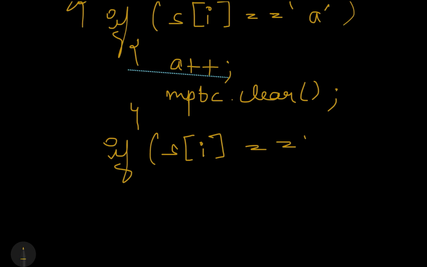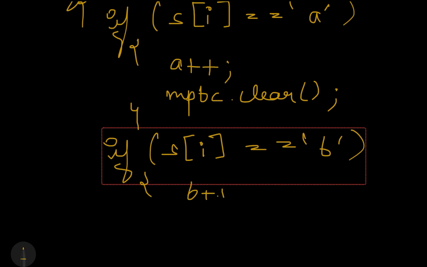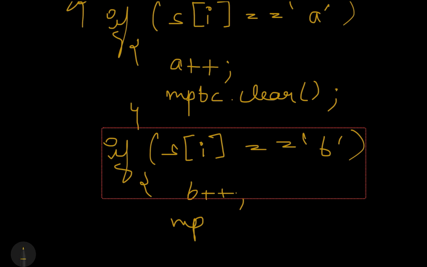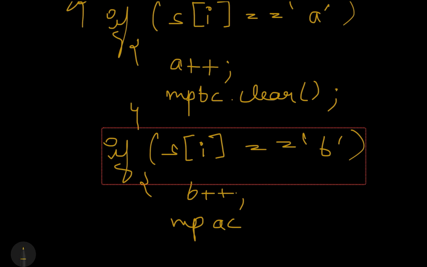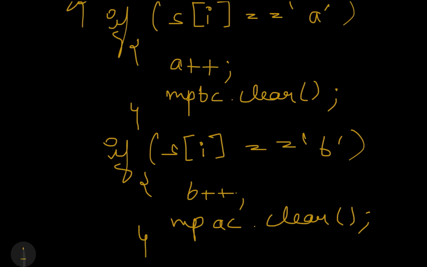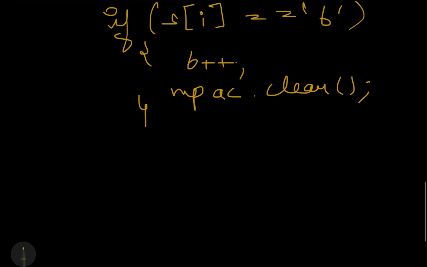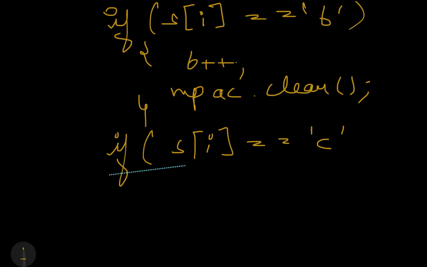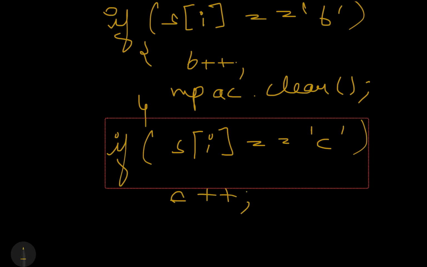Similarly, if our character is B, then we'll increment our B counter and we'll clear our AC map, because we have already encountered B, so the possibility of only an AC pair vanishes. And similarly we'll do with C: C plus plus.